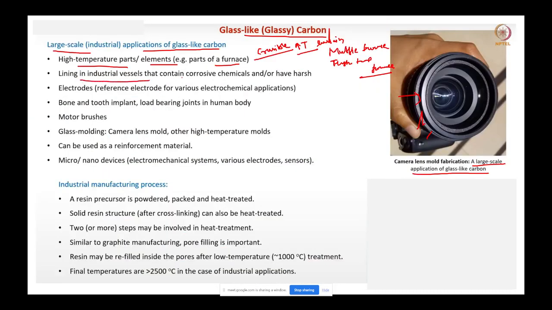Lining in industrial vessels that contain corrosive chemicals, okay. So in industrial vessels, suppose this is a kind of vessel, there you can use this kind of material for the lining in the body, because in the previous slide we got to know that it has corrosion resistance. Yes, right. So that's why you can use this for these applications.